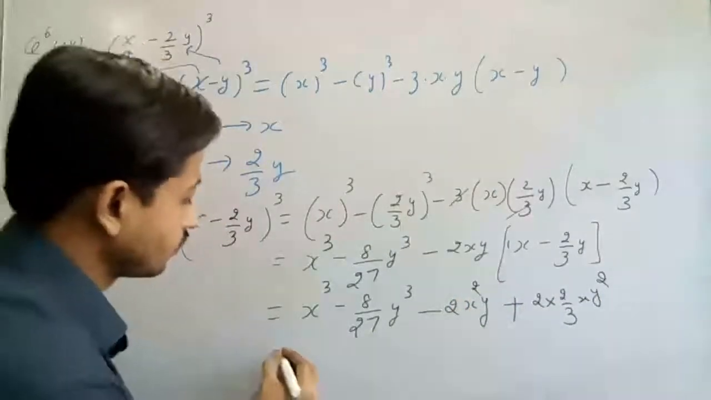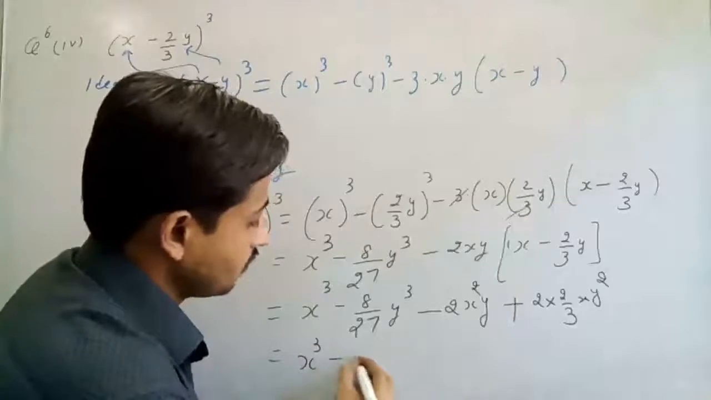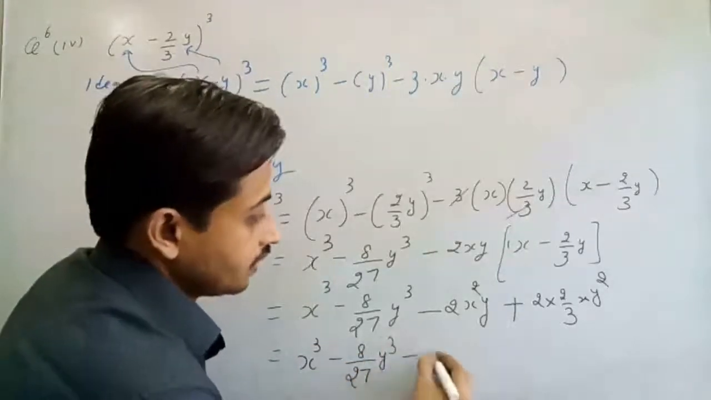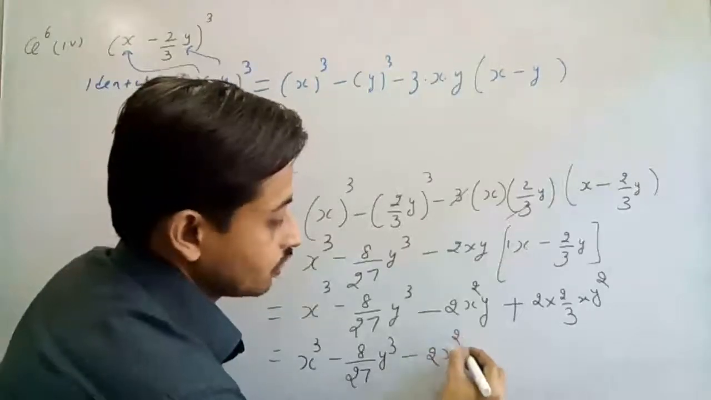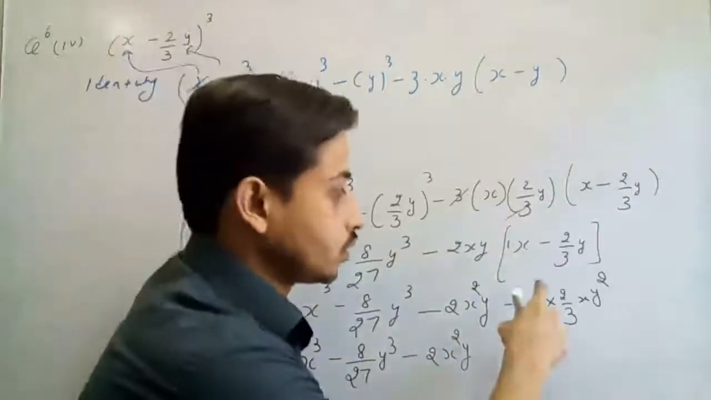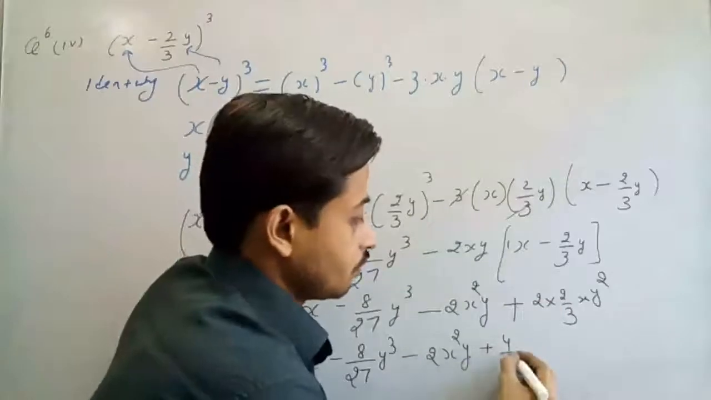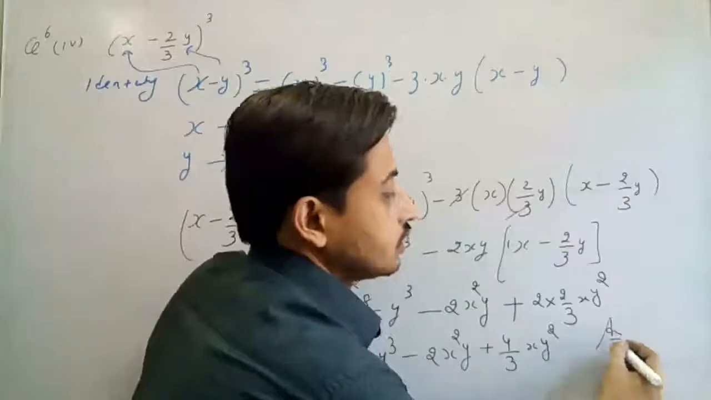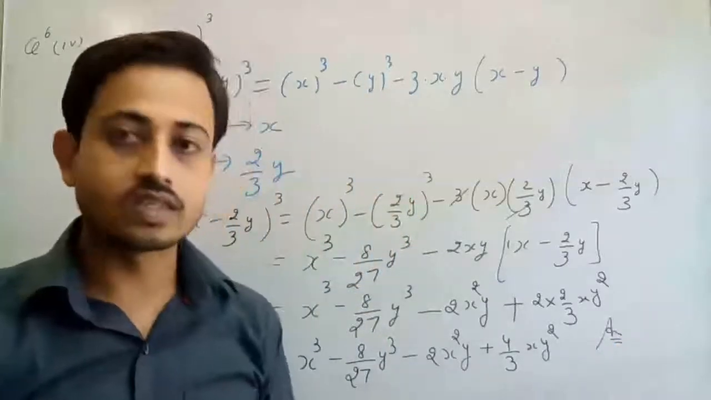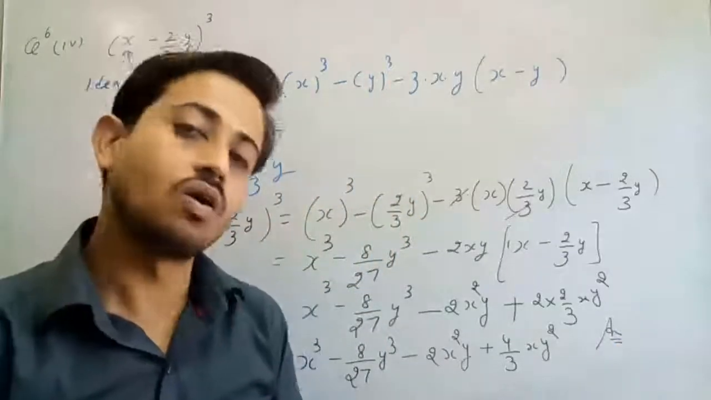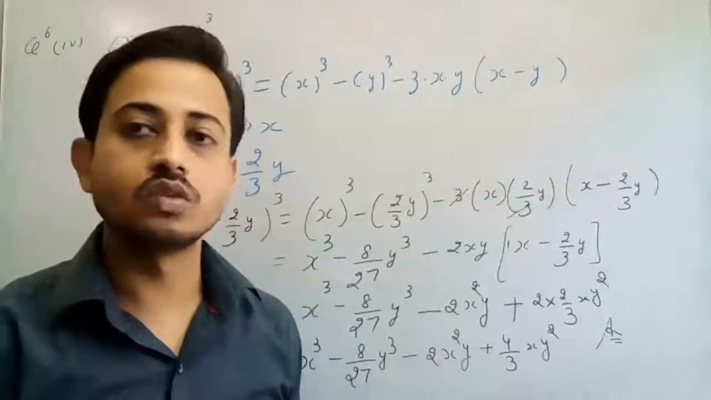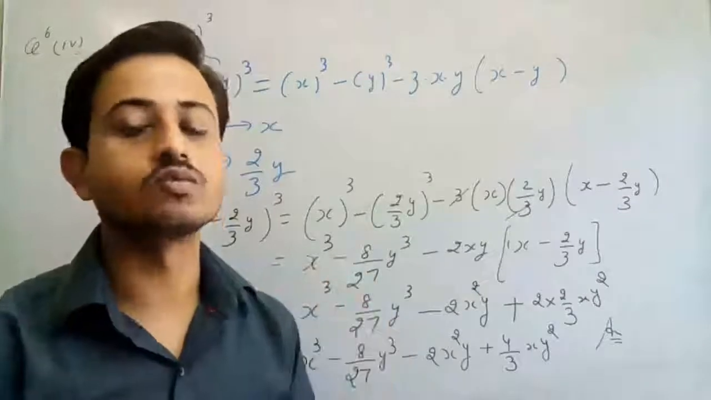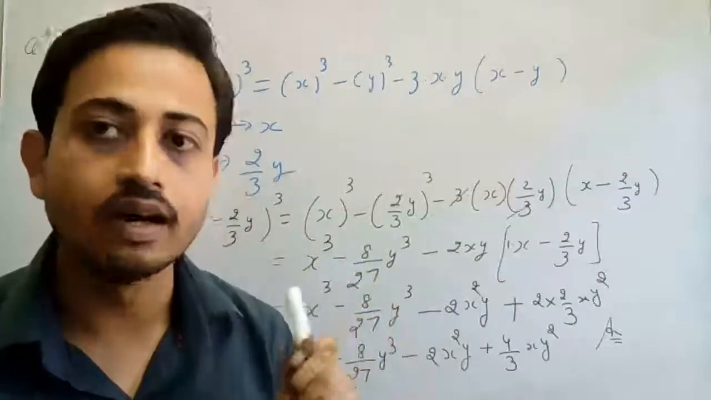Now do further solve. x cube minus 8 divided by 27 y cube minus 2 into x square y. Now do multiply, 2 into 2, we get 4 by 3 x into y square. This is the answer. I hope you understand this question, because these all questions are very simple. You have to now learn the identity and do comparison. After that this becomes very easy. So please make a note.